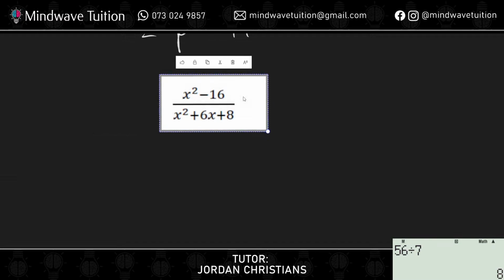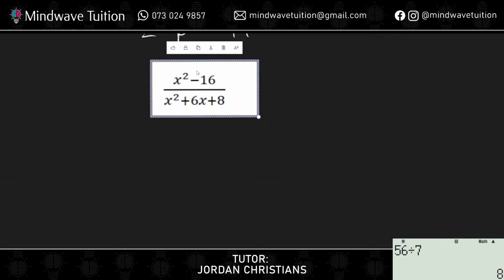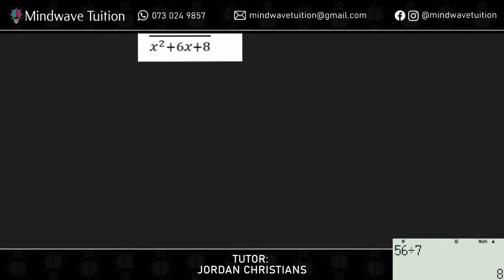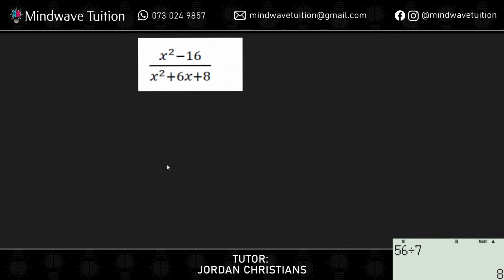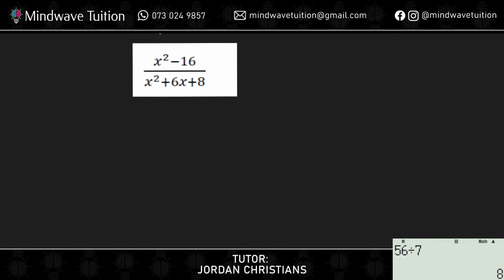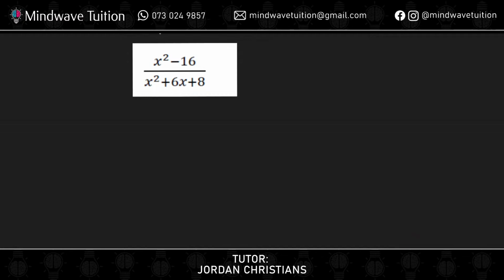(x squared minus 16) over (x squared plus 6x plus 8). Again, they will just say simplify the following expression. Okay, so if we want to simplify this one, the first thing to do is get the actual factorization correct. Do not bother with the fact that it's a fraction. I'm going to keep on stressing this. Factorize first. Alright, so for the first one at the top, we have x squared minus 16.